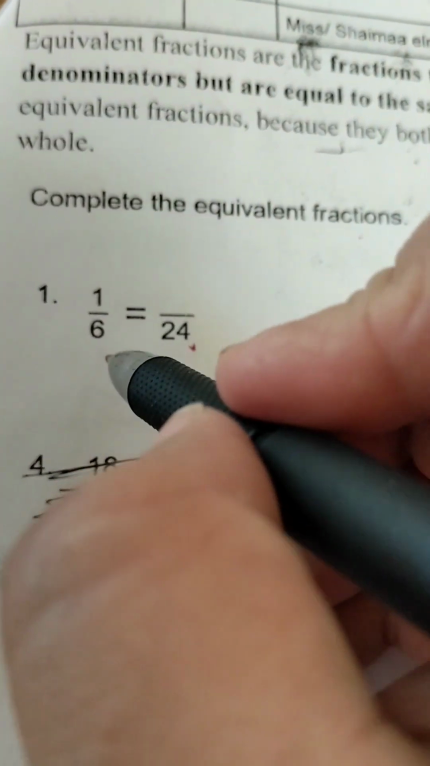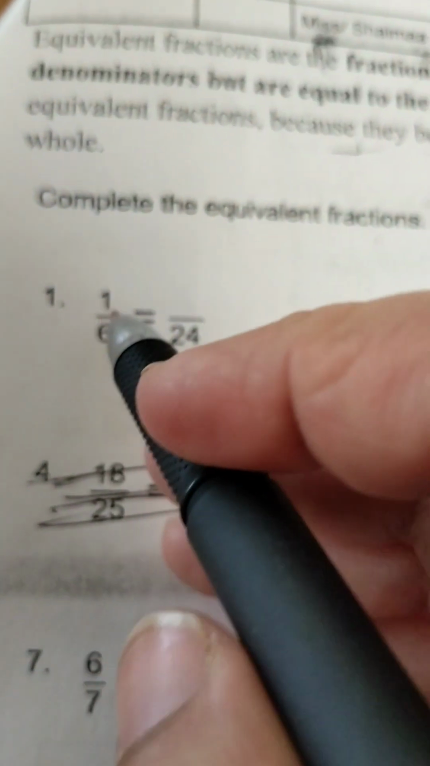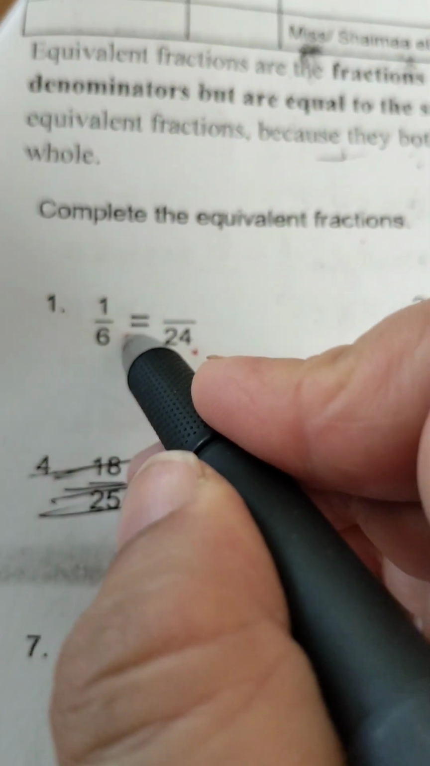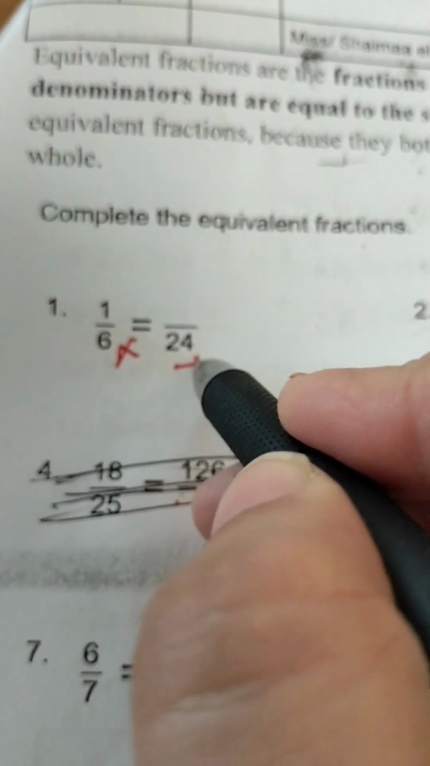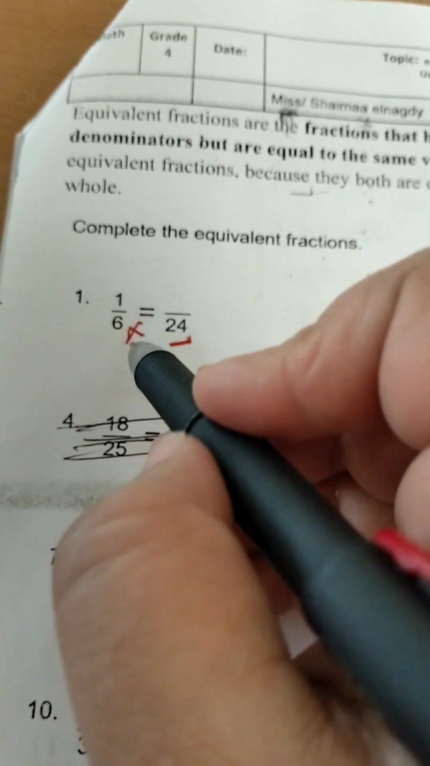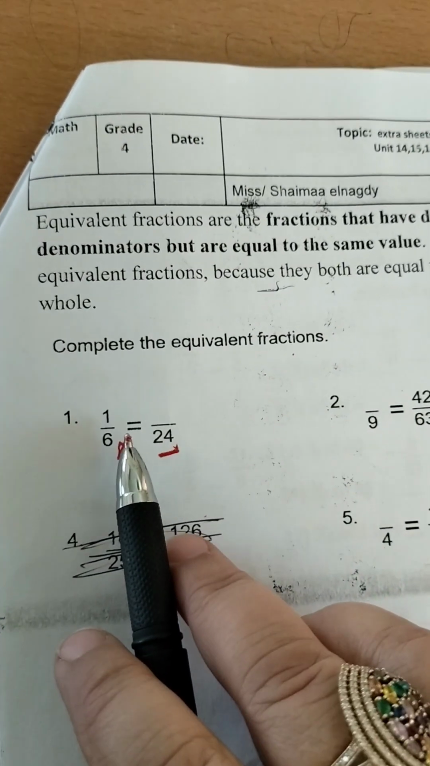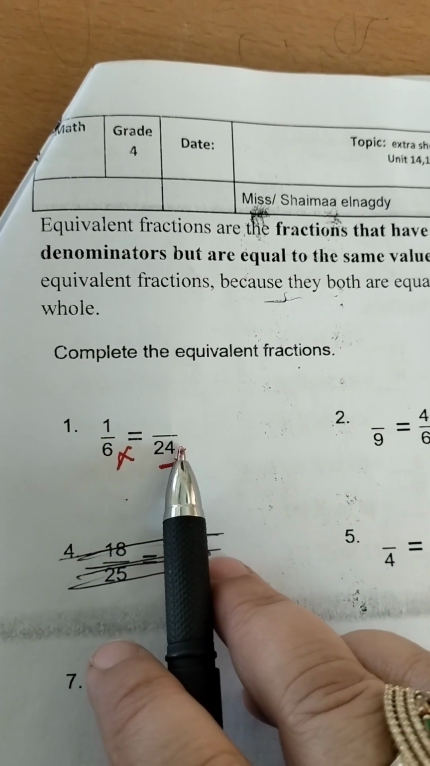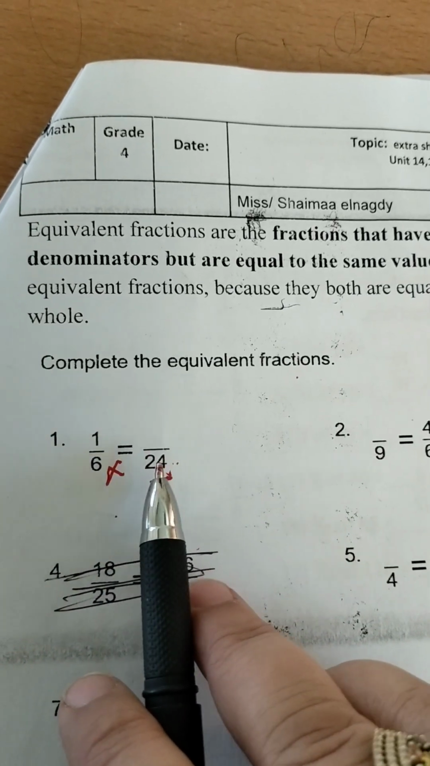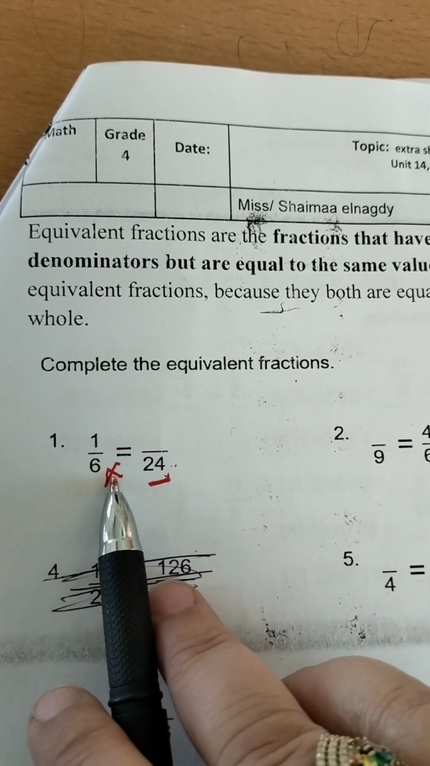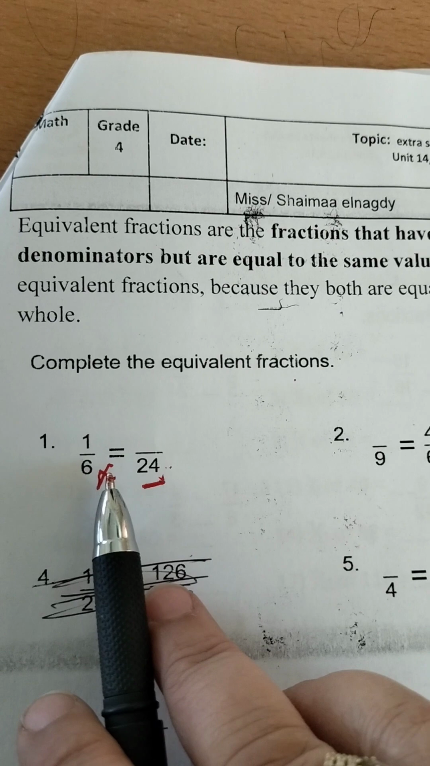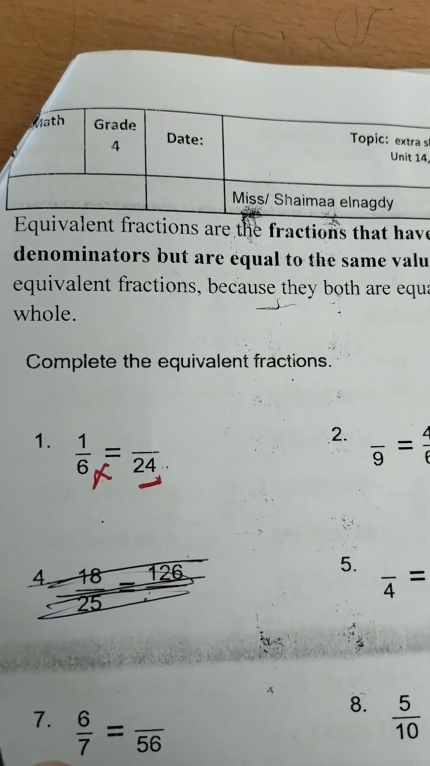I will ask myself the first question. Here there is an increase in the number. I look at the completed part. The completed part here is 6 and 24. Okay, so it's increasing, so it will be multiplied. And if there were a decrease, it would be divided.